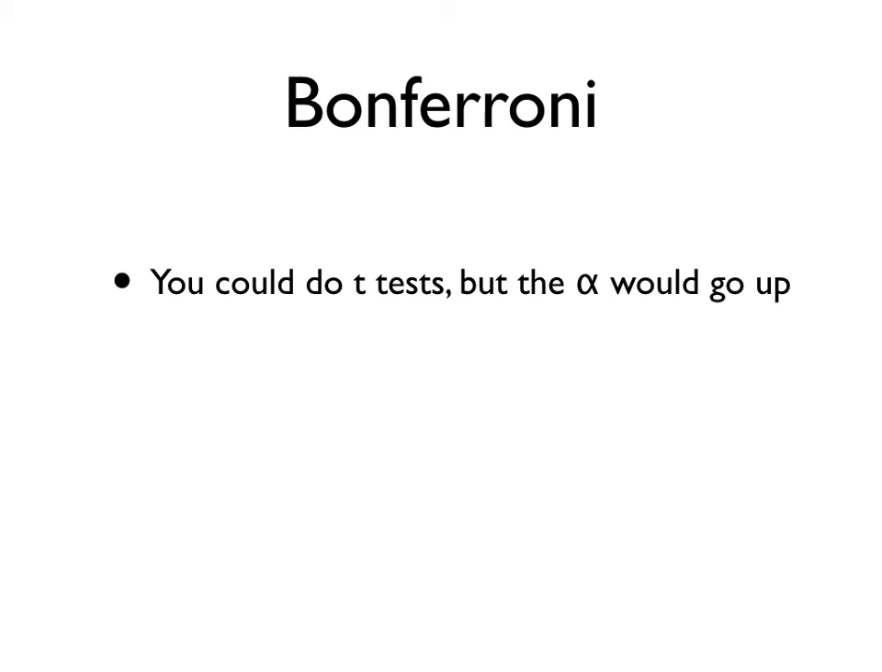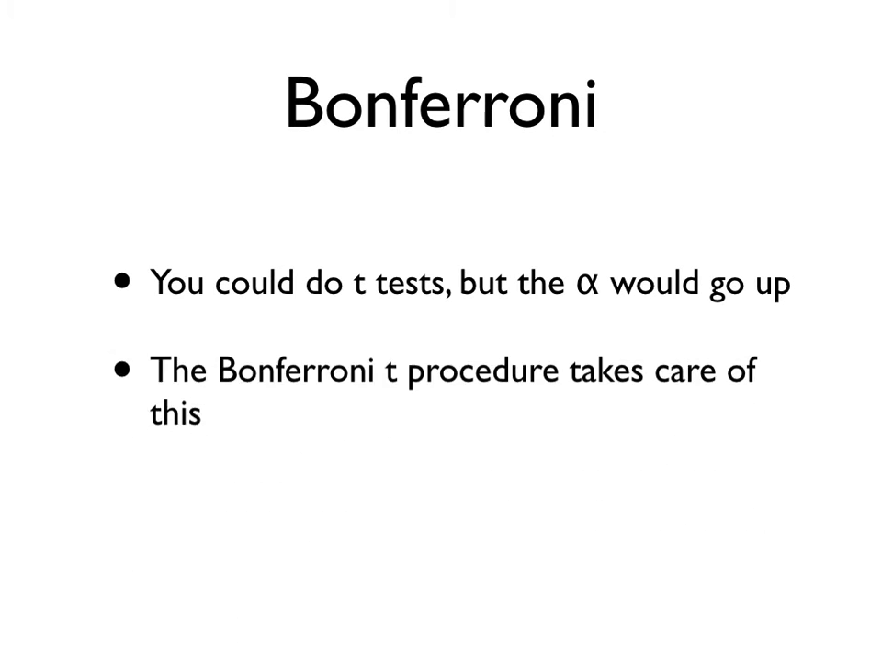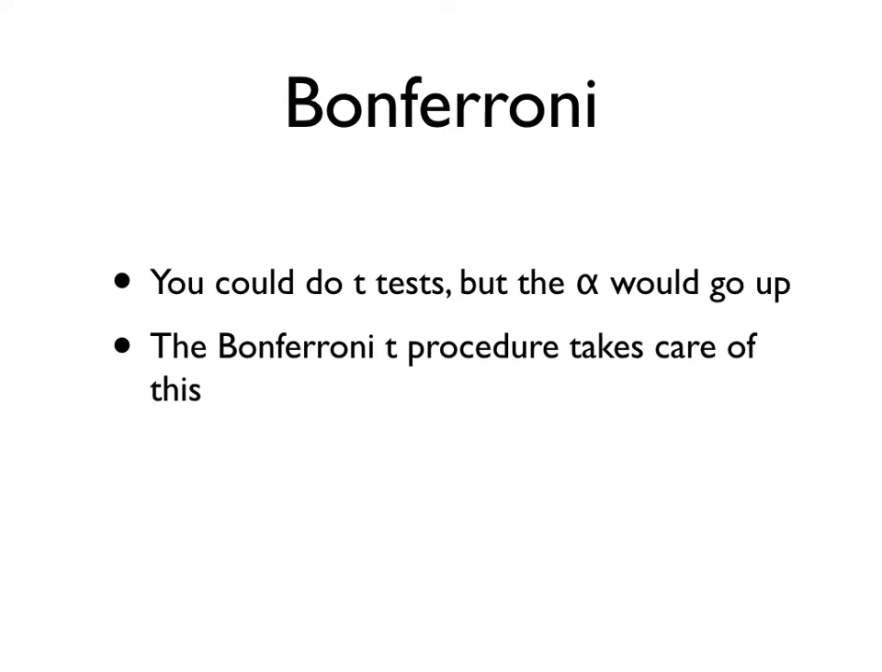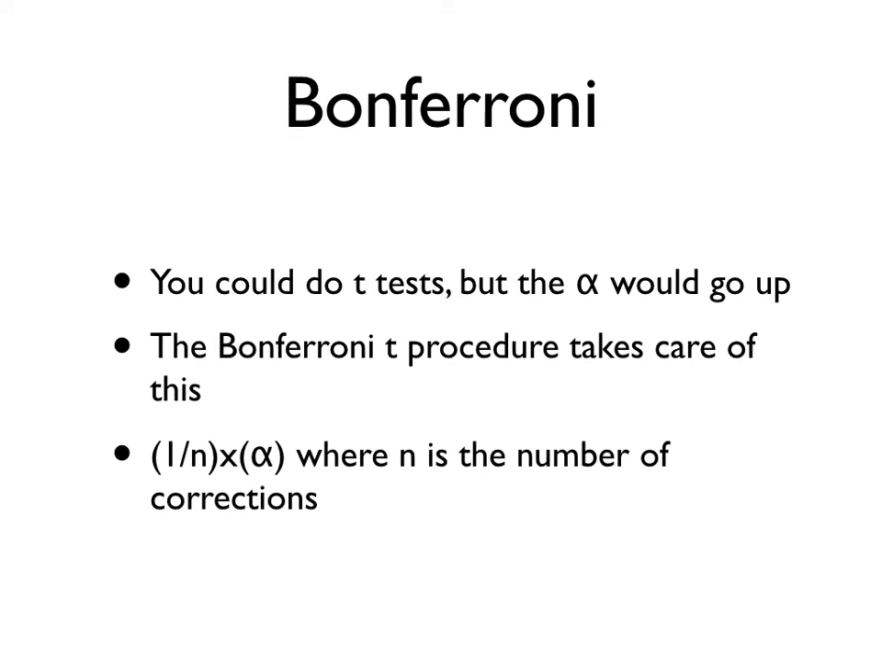So what I want to do, what the Bonferroni procedure does, is it takes this into account. The Bonferroni t procedure basically just changes the alpha level. It's 1 over n times alpha. And n is the number of what are called corrections, the number of comparisons you're doing. Now, you might not do all the possible comparisons.